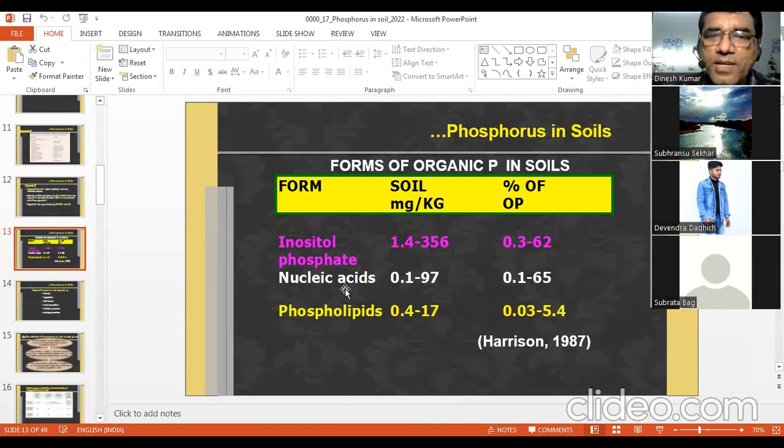Then come nucleic acids. Concentration may be 0.1 to 97 ppm. And percentage-wise of organic P, it can be 0.1 to 65%, depending upon the organic matter content in the soil. It is so simple. As you increase the level of organic matter in soil, so will increase the phosphorus and nitrogen. Then phospholipids can have 0.4 to 17 ppm and percentage-wise 0.03 to 5.4%. This is by Harrison, 1987.